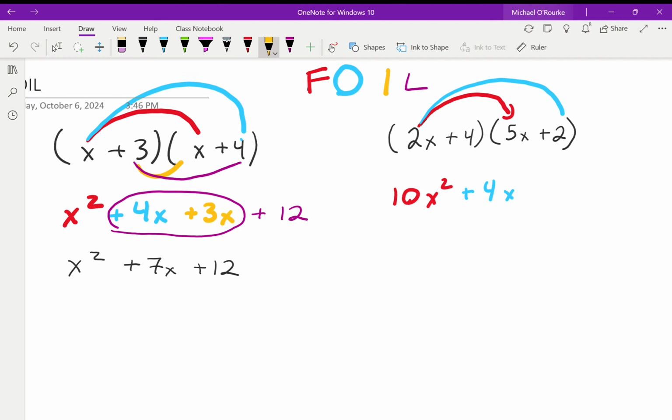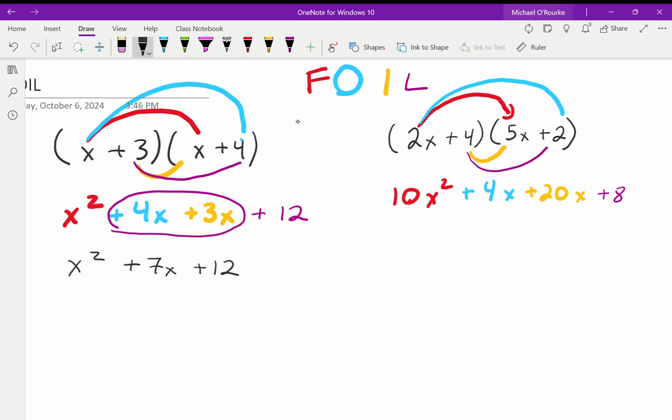Then we're going to do our inside just like we did here. 4 times 5 is 20, and then just x after that, because there's only one x there. Then lastly, we have the last terms, 4 times 2, which is 8. Now we have no x's, so it's just going to be 8.